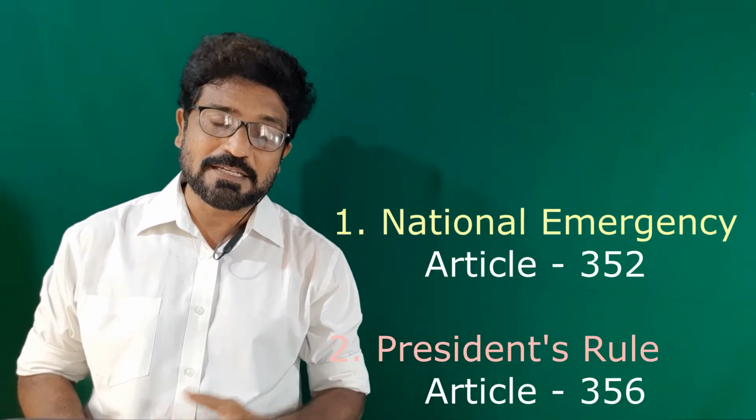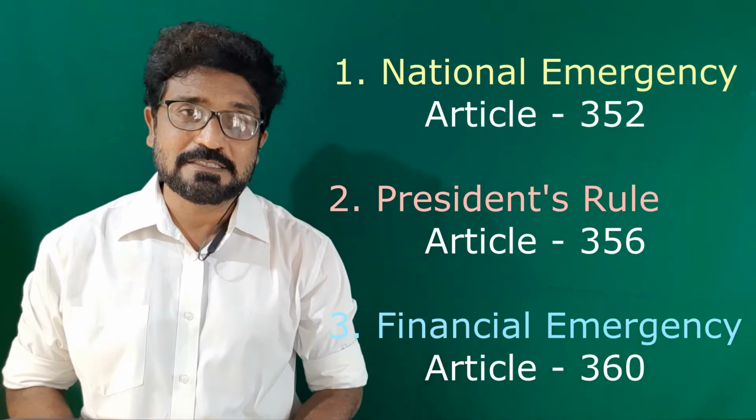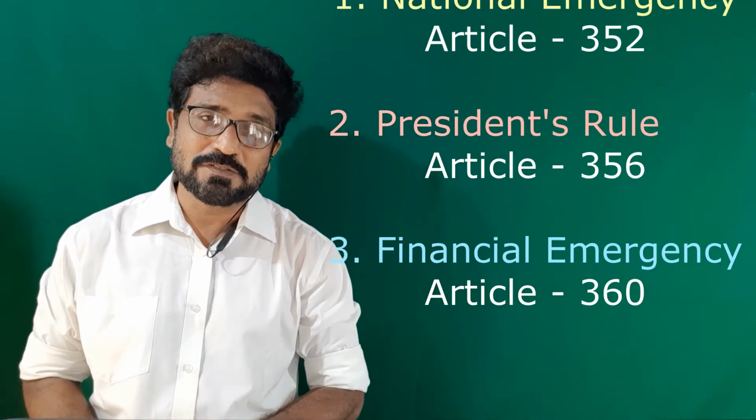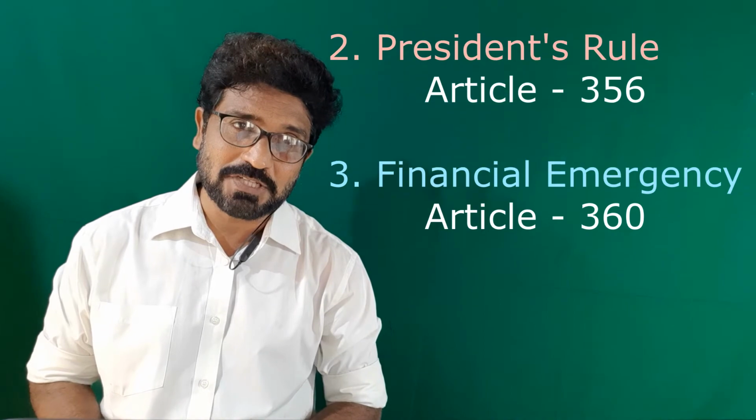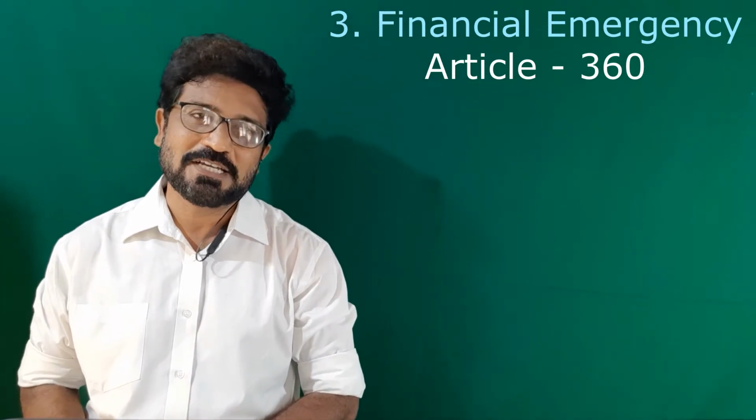But when there is an emergency, what type of administrative relationship exists between union and states, here we are going to see. We know the Indian constitution has conferred three emergency powers to the President of India. One is the national emergency, imposed because of war or internal disturbances or armed rebellion, according to article 352. The second is the president's rule, or the emergency imposed because of the failure of the constitution, according to article 356. And the third is the financial emergency according to article 360.